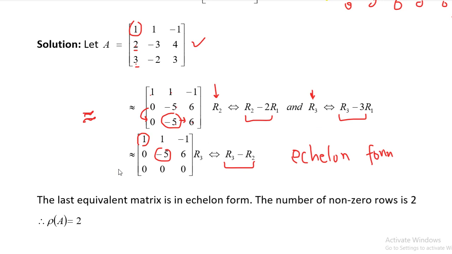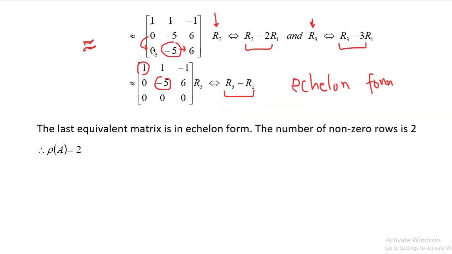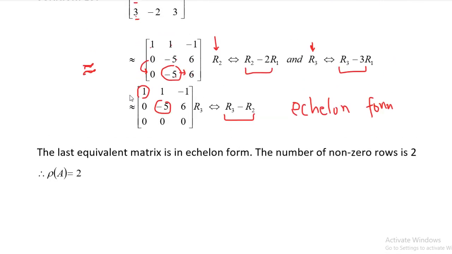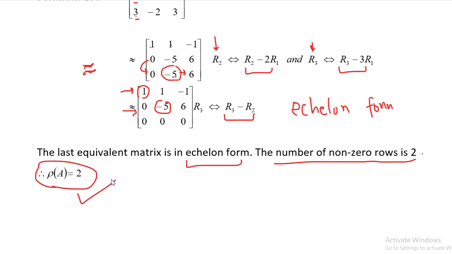Now if I have to give you the rank of the matrix, how many non-zero rows are there? There are 2 non-zero rows. The third row is 0. Because the last equivalent matrix is in echelon form, the number of non-zero rows is 2. So my rank of the matrix is 2. Got it?